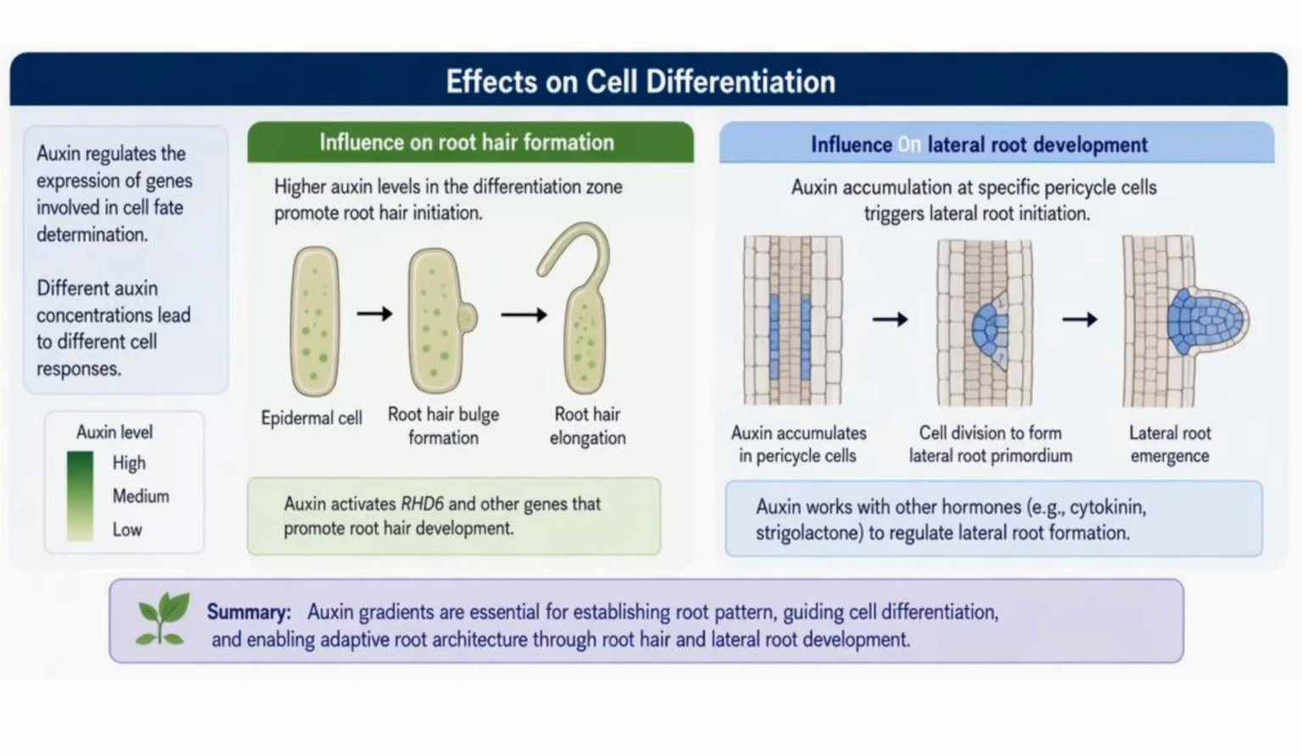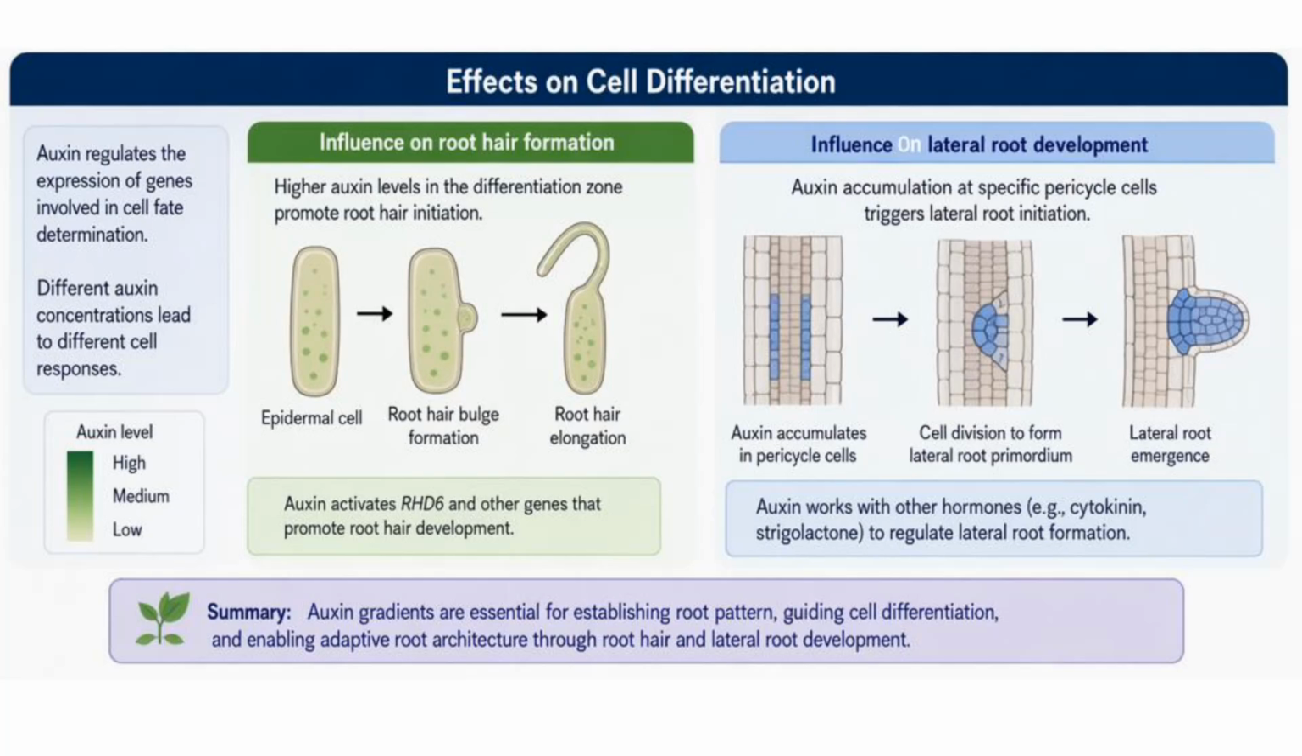We now move from gradients to outcomes. Specifically, how auxin concentration differences instruct cells to take on different identities. This slide focuses on 2 critical differentiation processes: root hair formation and lateral root initiation. Let us start with the left panel. Influence on root hair formation. Root hairs are tiny extensions of epidermal cells that dramatically increase the surface area of the root for water and nutrient absorption. Look at the sequential diagram showing epidermal cell, root hair bulge formation, root hair elongation.